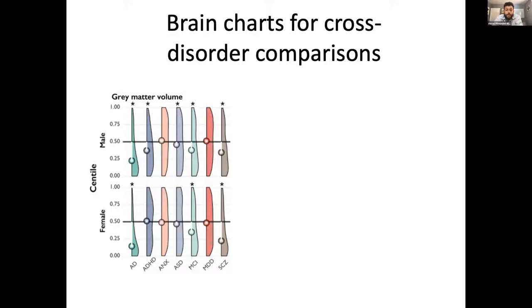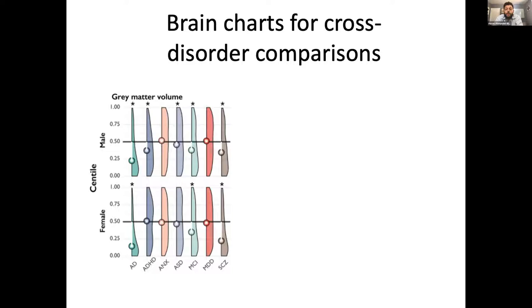And the circles indicate differences from the control median, and the asterisks just indicate statistical significance after correction using false discovery rate. And notably, schizophrenia ranked 2nd overall behind Alzheimer's in terms of the effect size of gray matter deficits when measured in terms of centiles. Of course, different mechanisms underlie the gray matter deficits observed across disorders. And in the case of schizophrenia, the cellular basis isn't yet fully known.